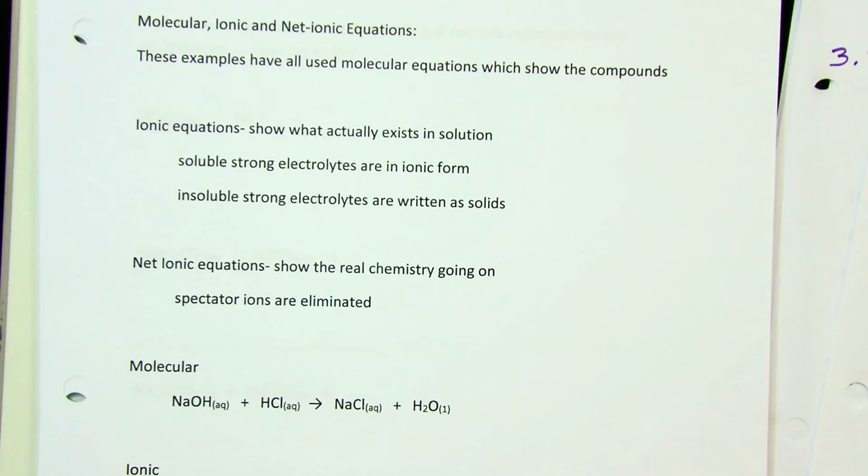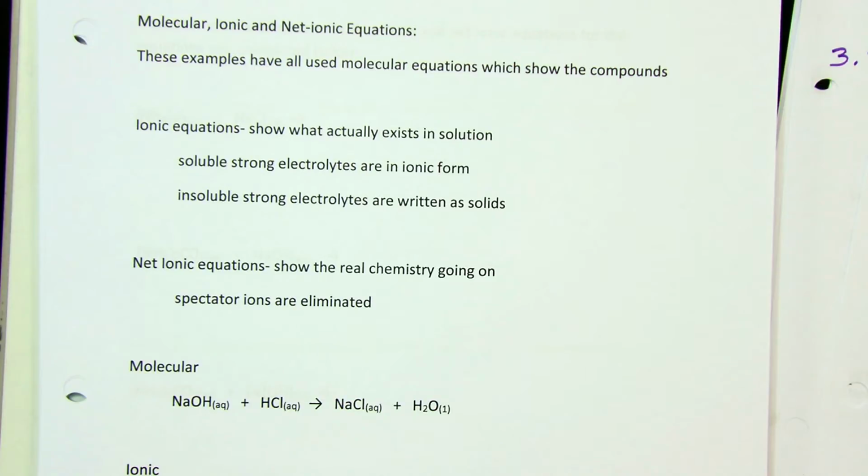So I talked about the real chemistry, and now we're going to look at how we see the real chemistry of what's going on in solution. And this comes about when we talk about the ionic and the net ionic equations. Up till now, we showed the compounds, and those were molecular equations, the kinds of equations you worked with in your introductory chemistry classes. Now we're going to talk about the ionic equations, where we have ions floating around in solution.